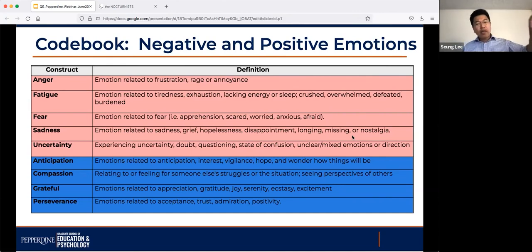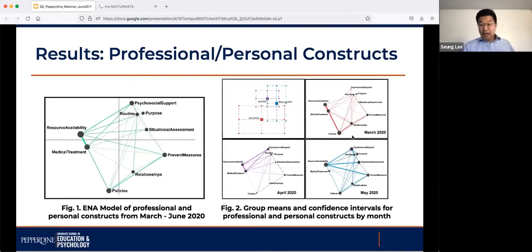For this particular analysis, we focused on emotions as they were expressed, meaning in the words that they use in the entries themselves. So that was sort of the limit, how we focused our analysis. And you can see here, we had a bunch of negative emotions, and we also coded for several positive emotions as well.